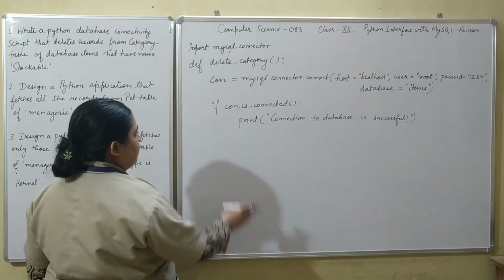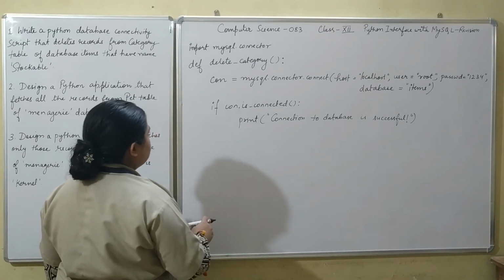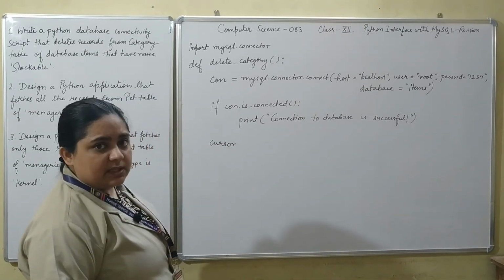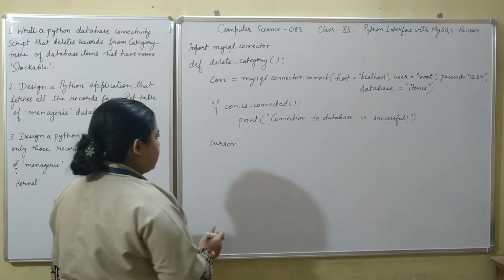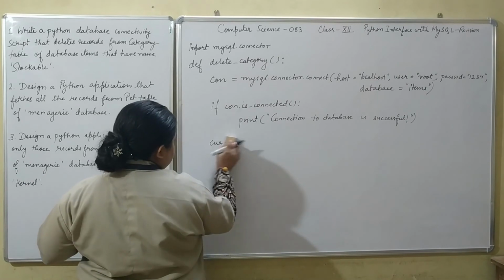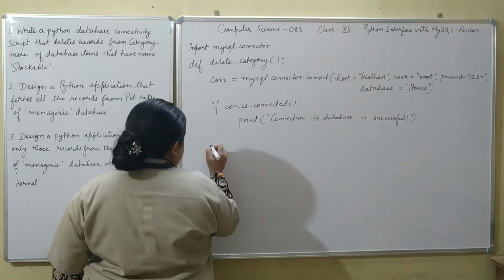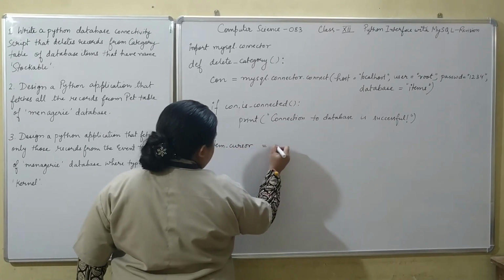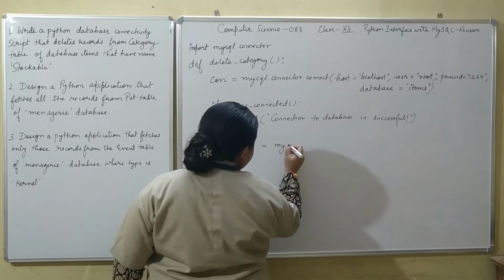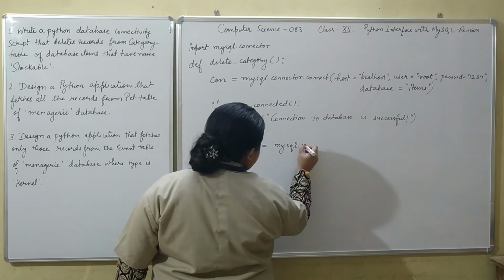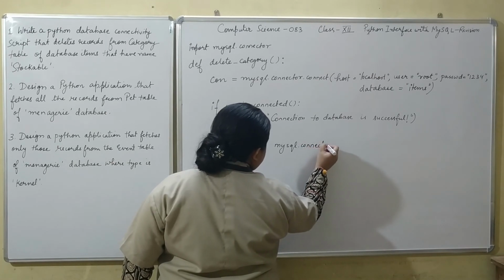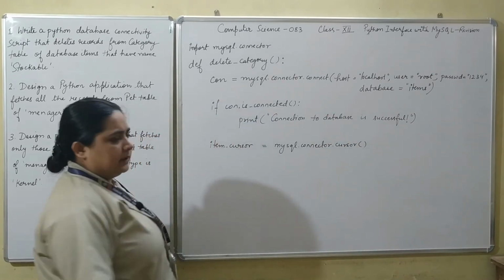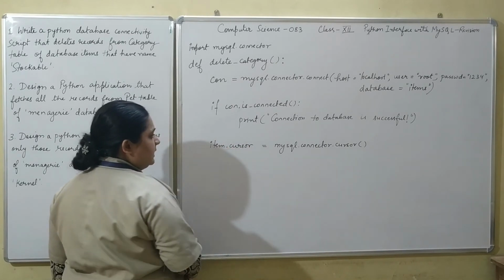So once our connection to database is successful, we can continue doing our work. As I had told you earlier, we will be creating a separate buffer region, just like we create a file object for files. So cursor, its name is cursor. I will name this cursor as item cursor, and I will use the cursor function to create the cursor object. So now item cursor is the cursor object.